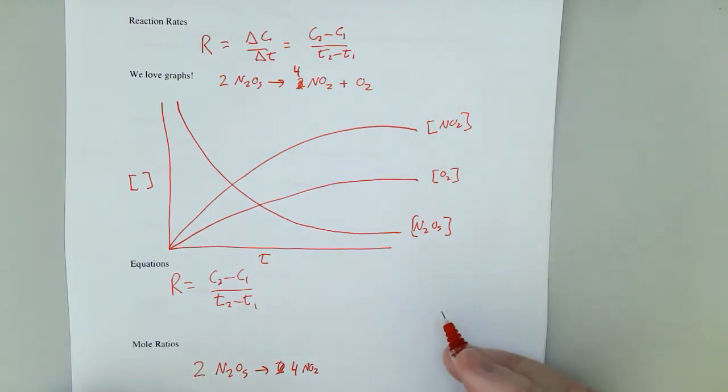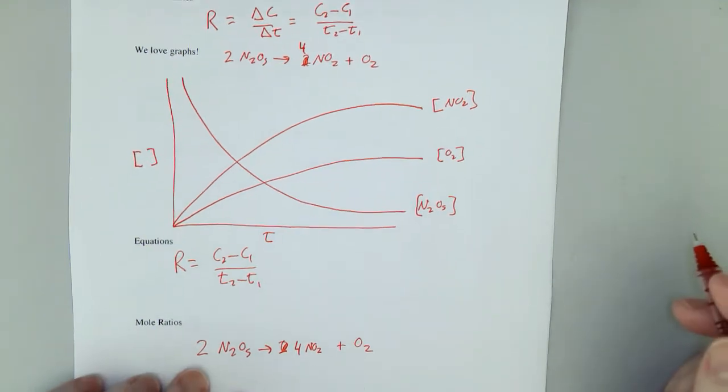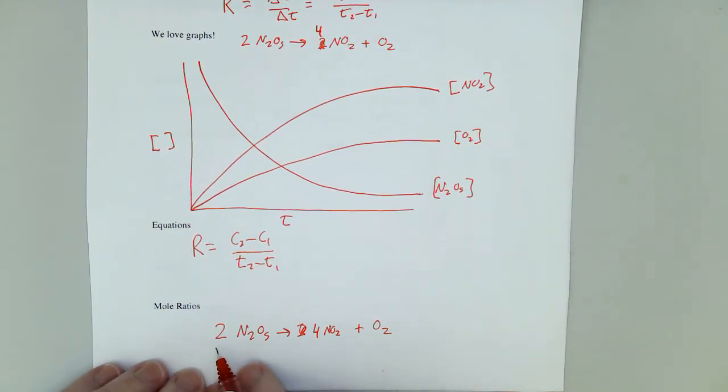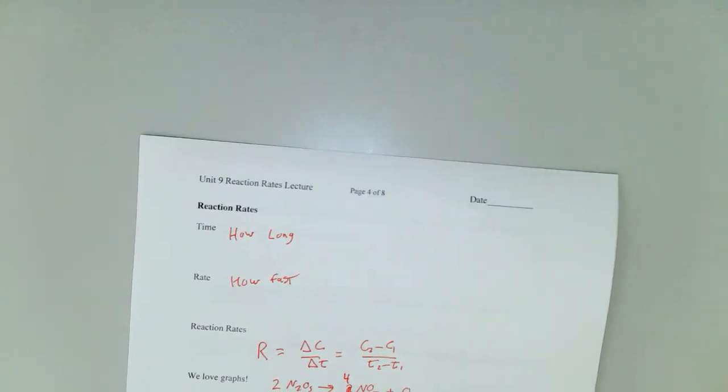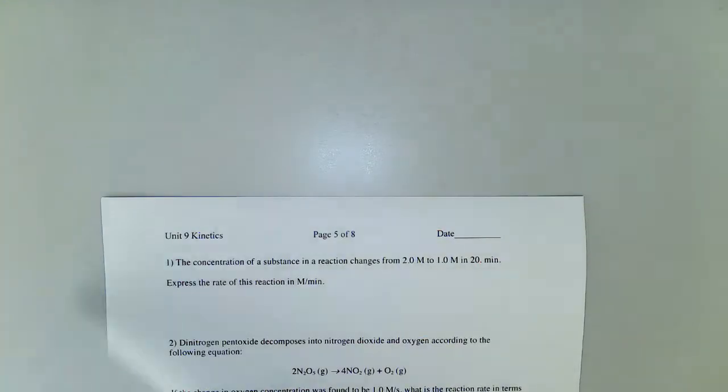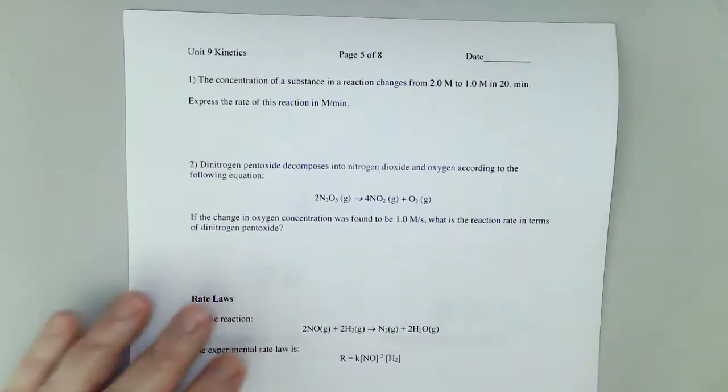Okay? Now, here, what we say is that the mole ratio is 2 to 4 to compare N2O5 and NO2, and 2 to 1 to compare N2O5 and O2. And we did a whole lot of that back in the stoichiometry unit. And we're going to kind of look at the same thing with it today. So let's move on. Page 5. Okay.